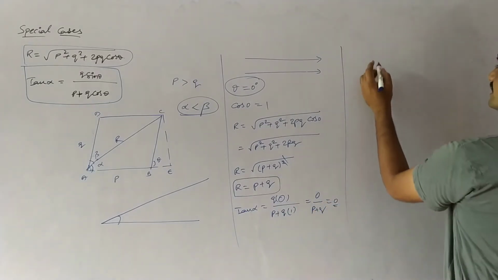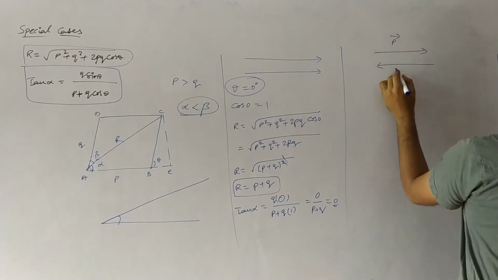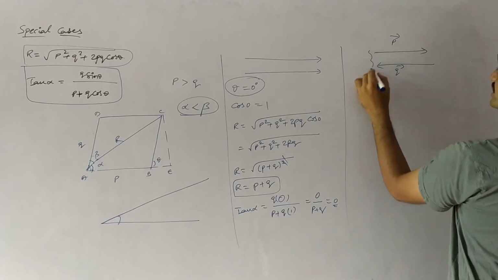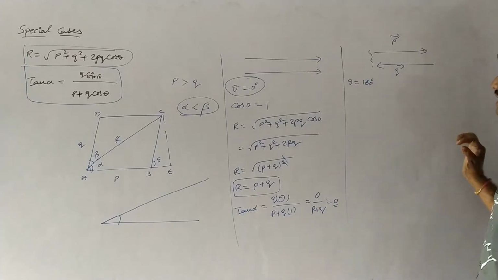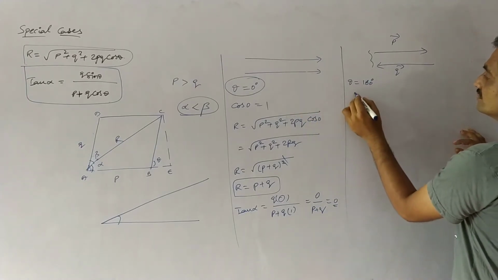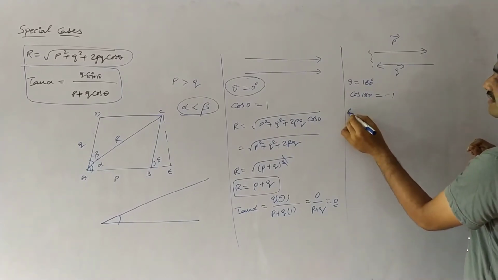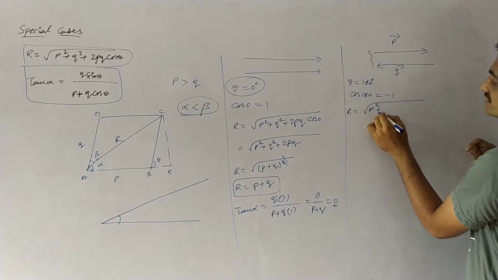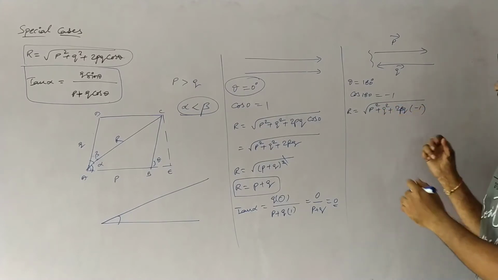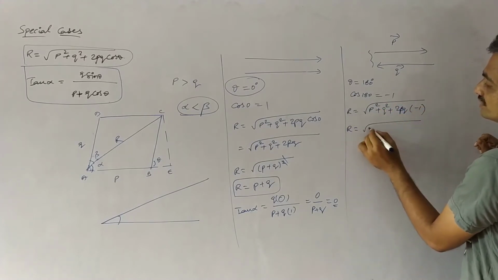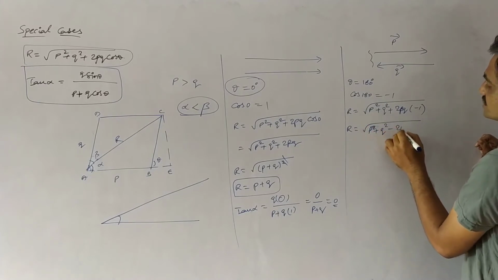Next, let us consider the two vectors P bar and Q bar acting in opposite directions. Means the angle between the two vectors is theta equals 180 degrees. Then we know that cos 180 is nothing but minus 1. If we substitute here, we have r equals under root of p square plus q square plus 2pq into cos 180, that is minus 1. So based on that, we can write it as under root of p square plus q square minus 2pq.